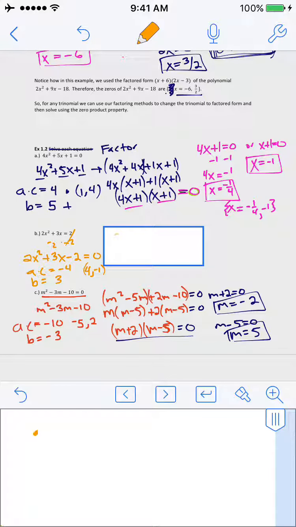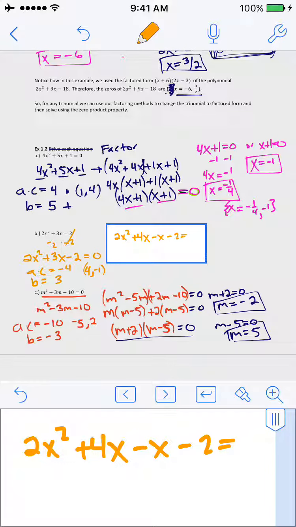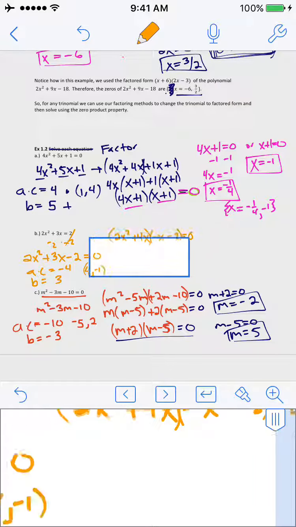Now I can go over here. 2x squared. Instead of +3, it's now going to be +4 minus 1. Minus 2 equals 0. And again, I'm leaving the equal 0 part, but I'm not doing anything with it yet. Now we'll factor. I have a 2x in common here. I'm left with an x plus 2. I have a -1 in common here. I'm left with an x plus 2 is equal to 0, right?